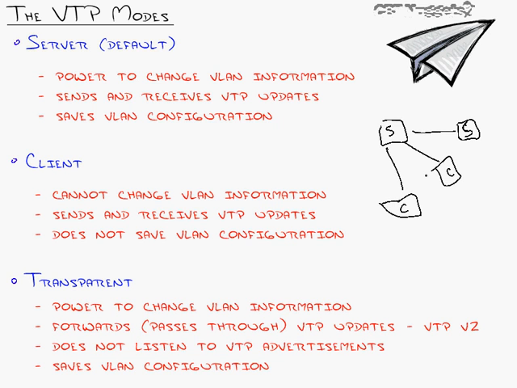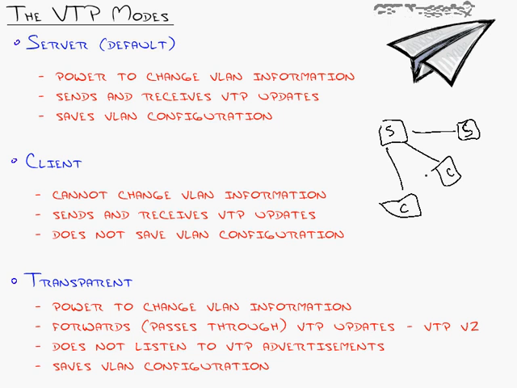So the client mode is supposed to be good as long as it's backed up by specific company policies saying you don't make changes from clients and you don't change clients back into servers. The VTP transparent mode, you see at the bottom there, is if you don't want to use VTP.